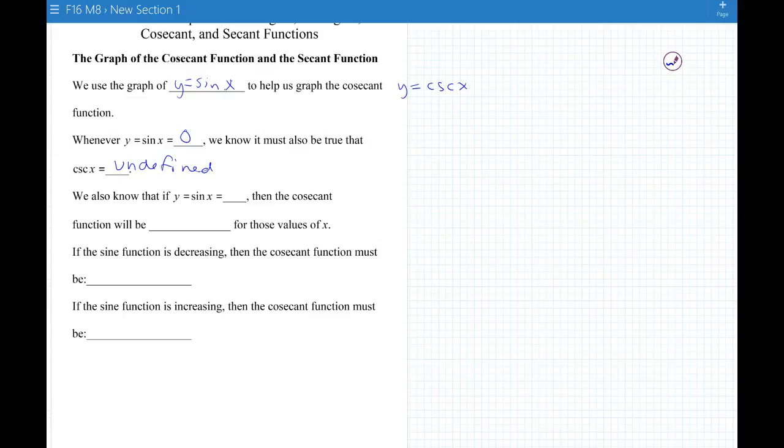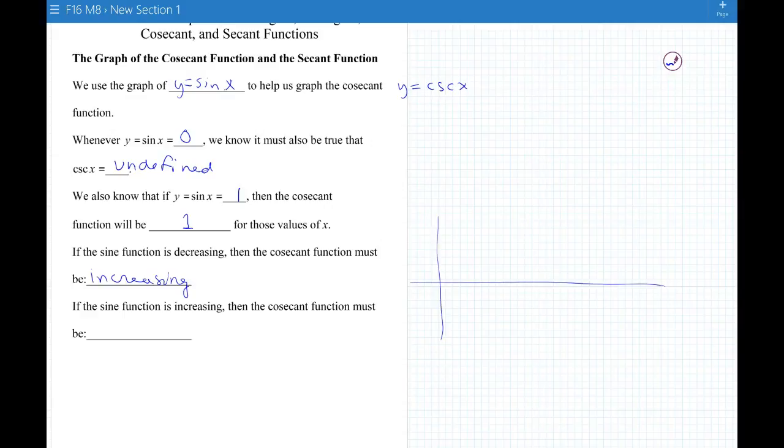We also know that if y equals the sine of x equals 1, then the cosecant function will also be 1 for those values of x because the reciprocal of 1 is 1. If the sine function is decreasing, let's think about this, your numbers are getting smaller and smaller, then the reciprocal, where you're doing 1 over a smaller and smaller number, the cosecant must be increasing wherever the sine is decreasing.